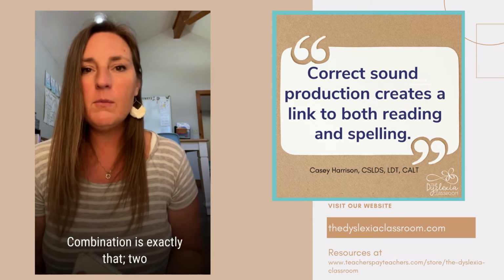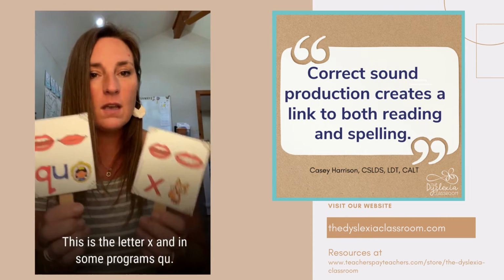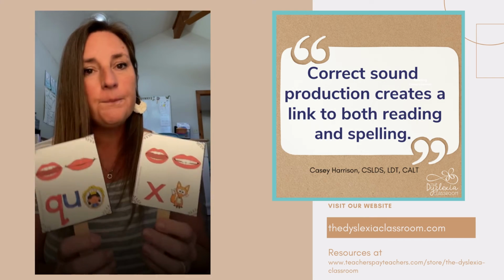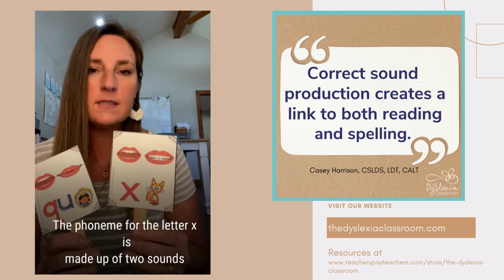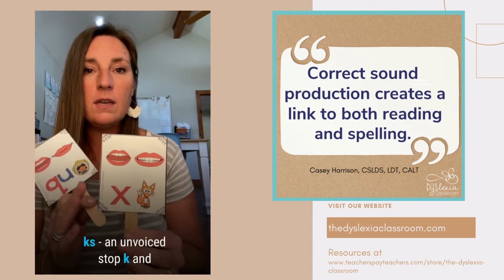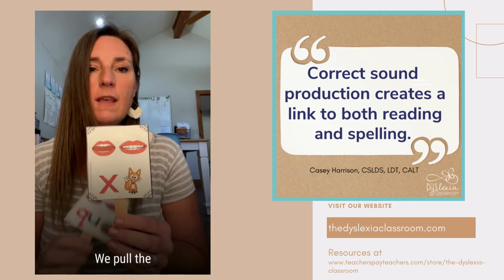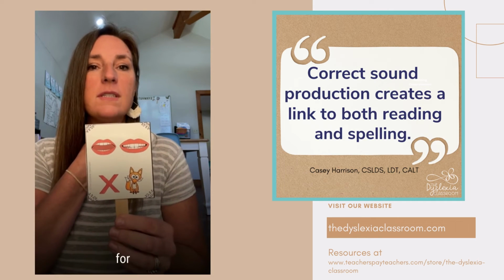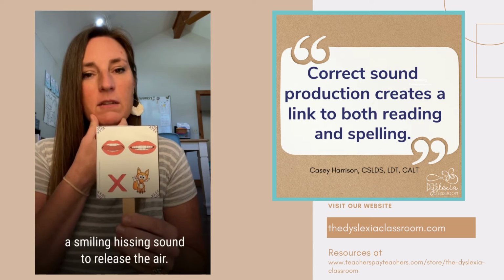A combination is exactly that. We have two sounds that are coming together. We have the letter X, and some programs teach QU. So the phoneme for the letter X is made up of the two sounds K and S. We have an unvoiced stop K and an unvoiced fricative S, and they come together: X. We're pulling that tongue to the back of our throat just to do the stop or kicking out the air, and then we're moving to a smiling hissing sound as we release that air.